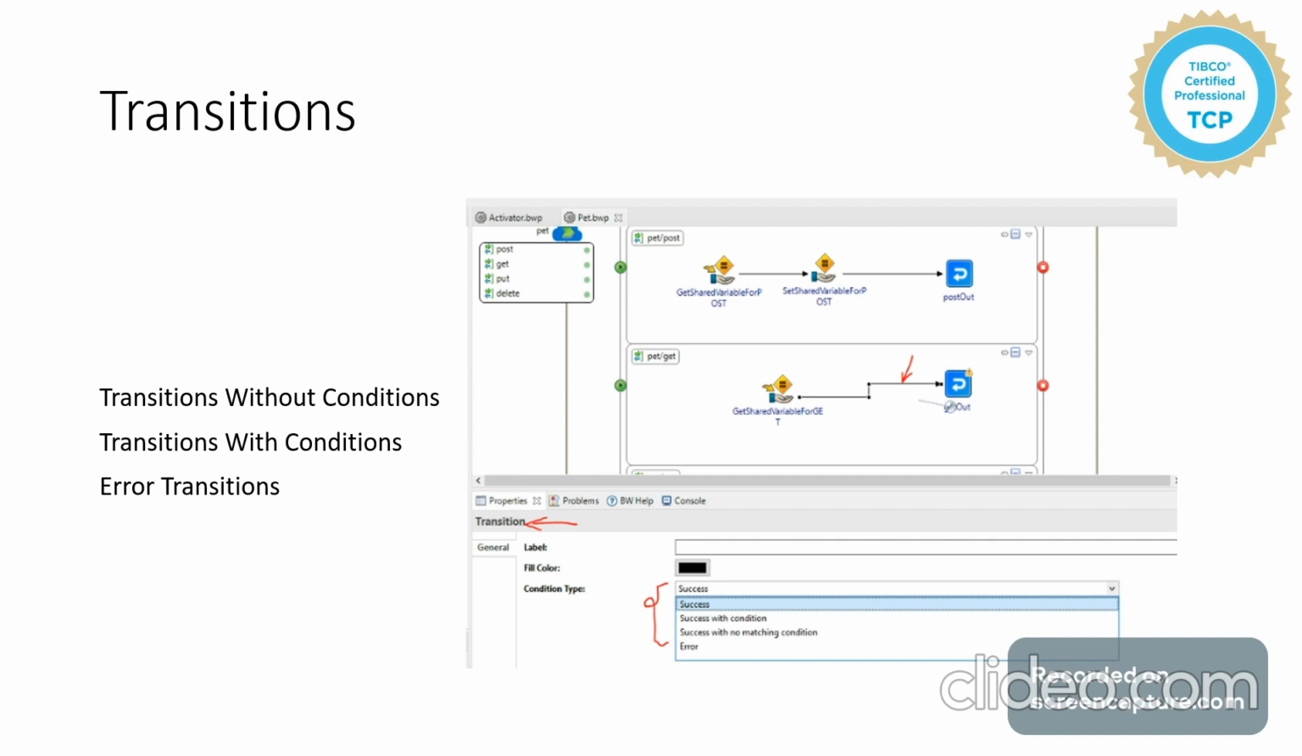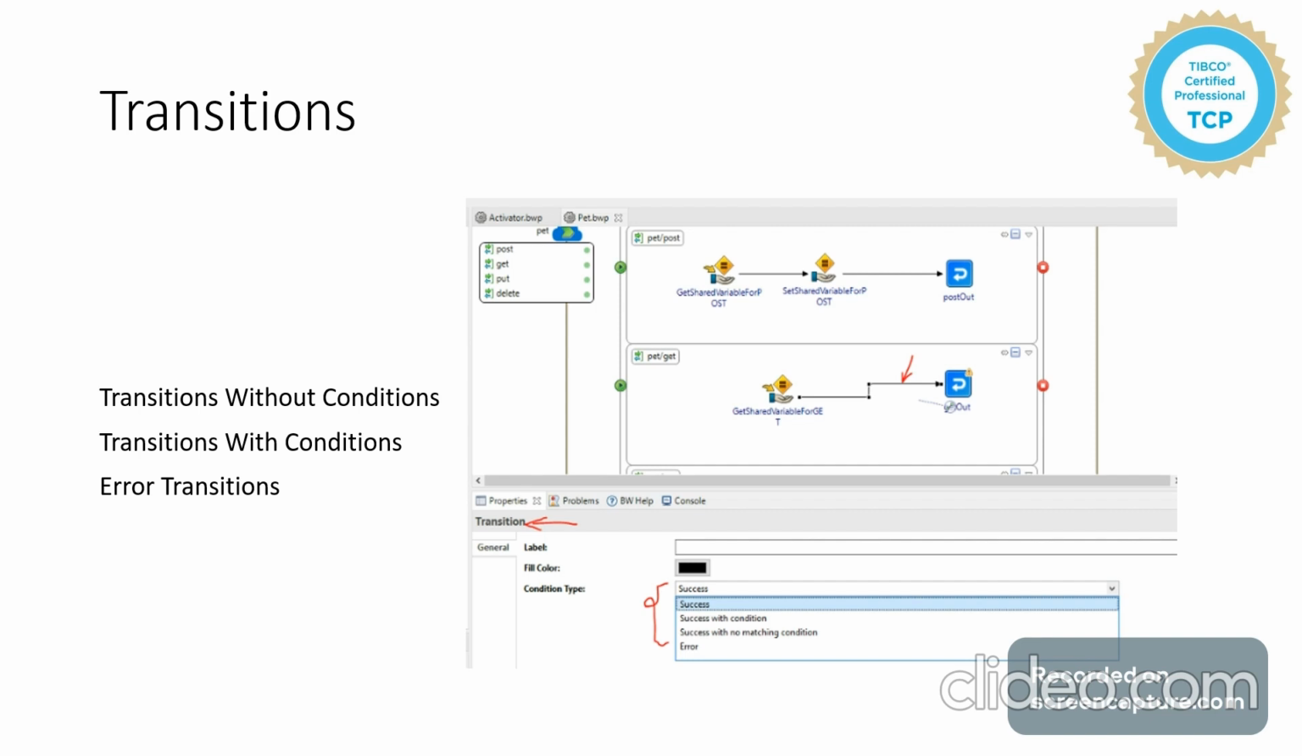The control of the flow in a process must proceed sequentially, beginning from the starting activity or a group to the end with the last activity or a group in the process. These transitions can be categorized as without conditions, with conditions, and error transitions. So, transitions without conditions are called success transitions, and they control the flow automatically from one activity to the next one without any conditions. And transitions with conditions are also known as success with condition transitions.